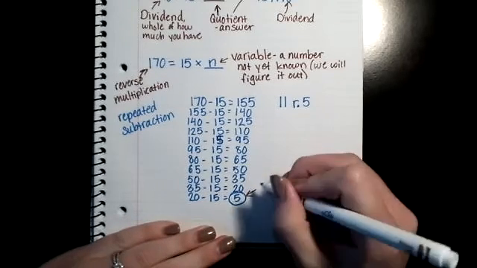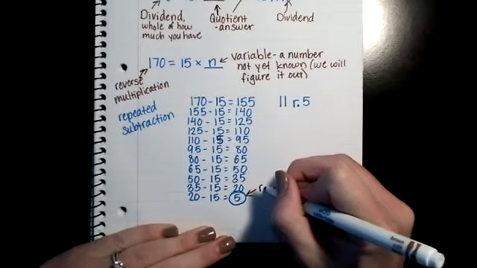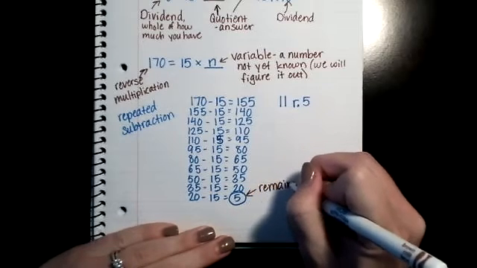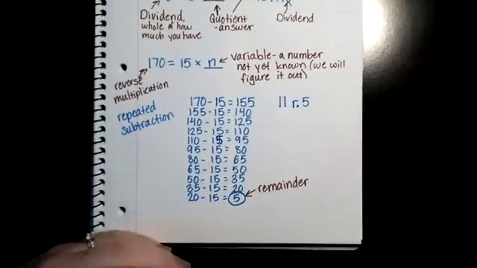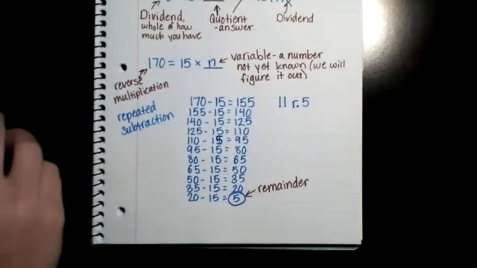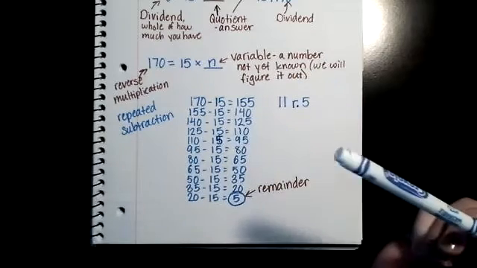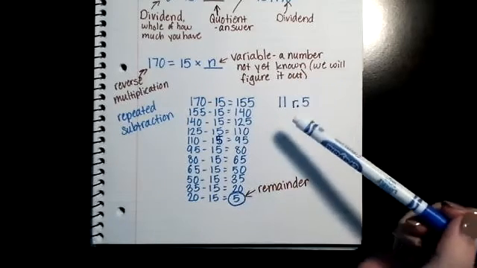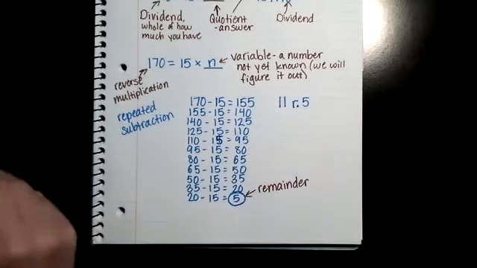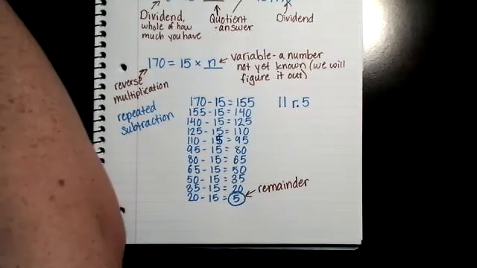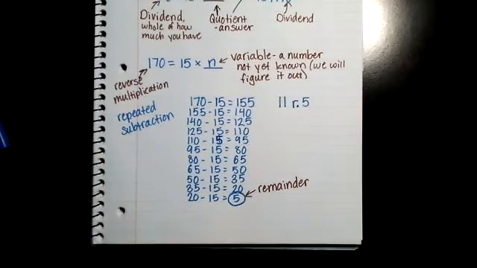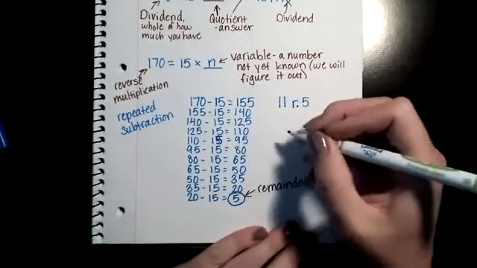Down here, this is a vocab term. That 5 that's left over is the remainder. It's whatever is remaining, but cannot be another full group. Okay? So 11 with remainder 5. And if you're like, wait, how can you have a remainder? Think about it like this. Actually, I'll draw it out down here with a different color.